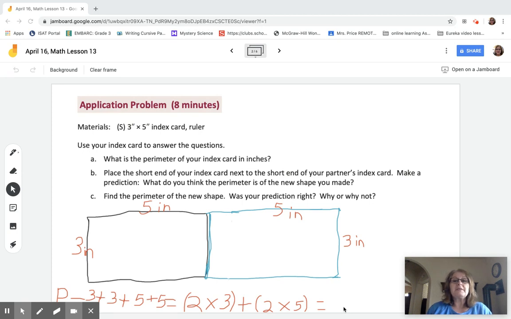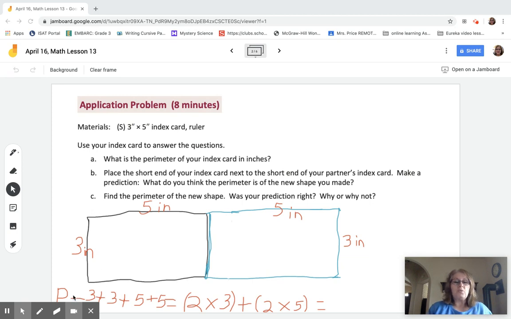It says to use your index card to answer these questions. I've drawn two index cards here right together. It says, what is the perimeter of your index card? One index card is 3 inches by 5 inches by 3 inches by 5 inches.